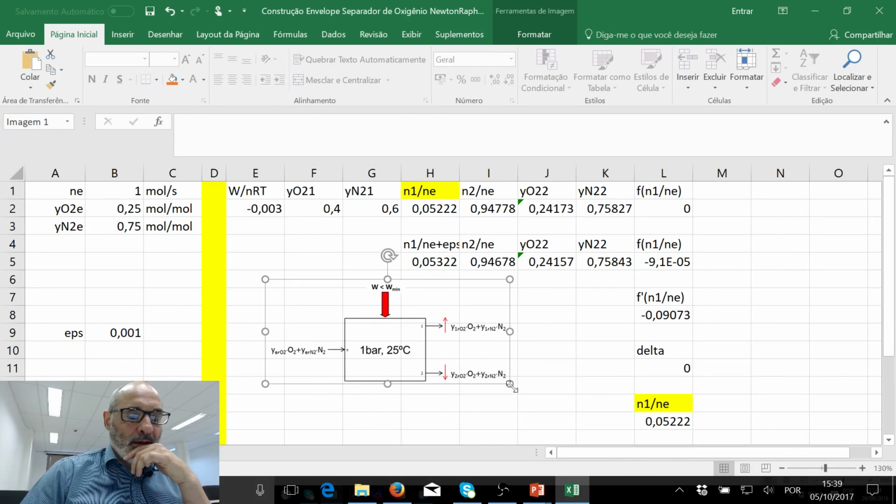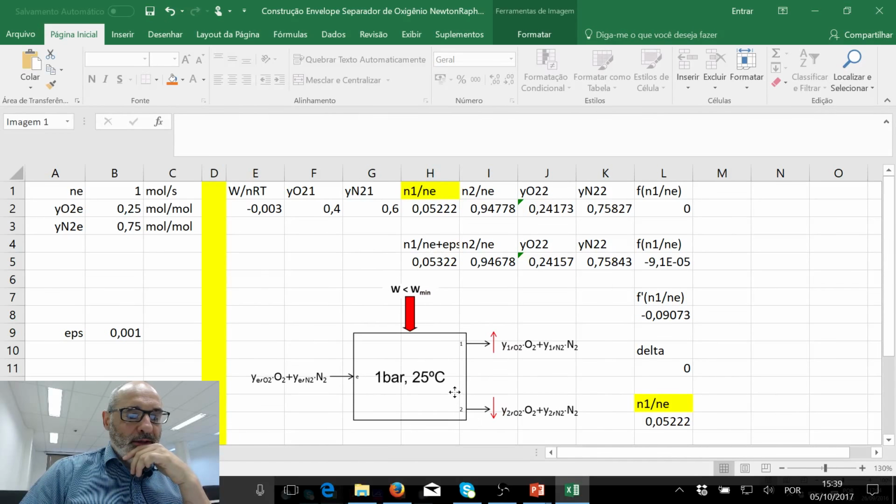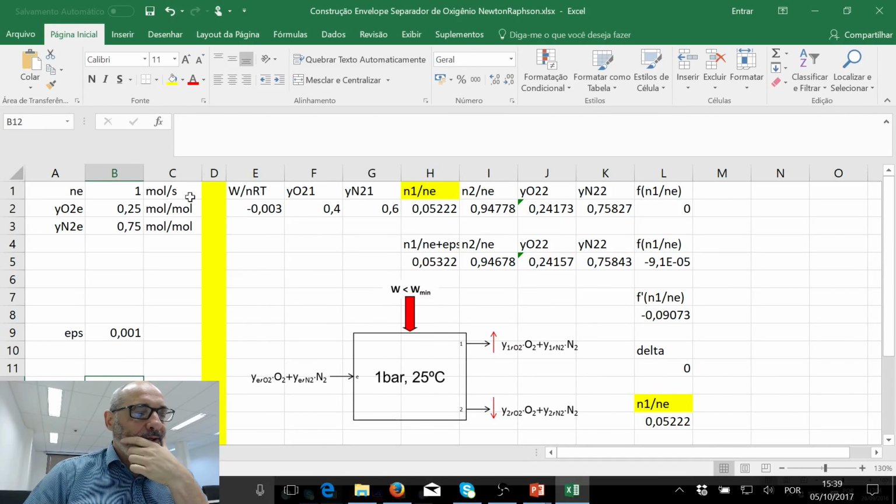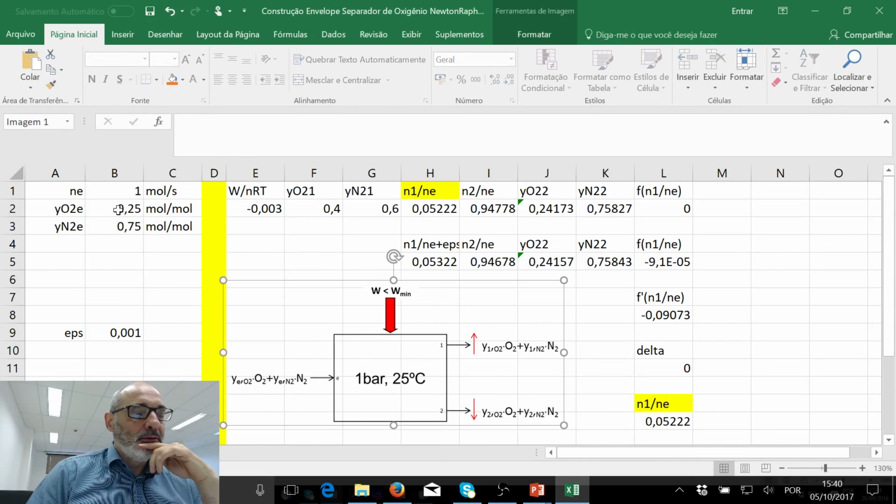Okay. So this is our separation process, and these are our a priori known parameters. I have, let's say, a total flow rate of 1 mole per second. This is air, okay? Nitrogen plus oxygen. And, well, I just set 25% oxygen. That's the constitution of air at the input, okay? 25%, 75%. We're going to change these numbers, okay?